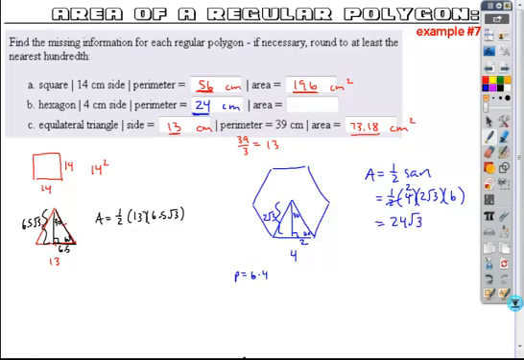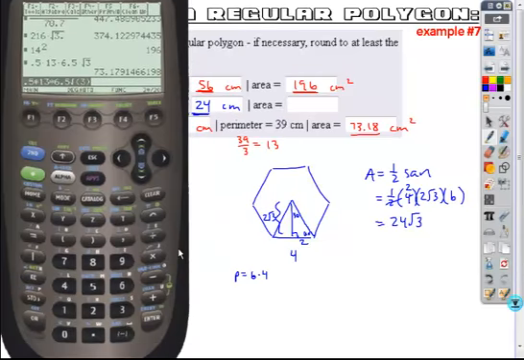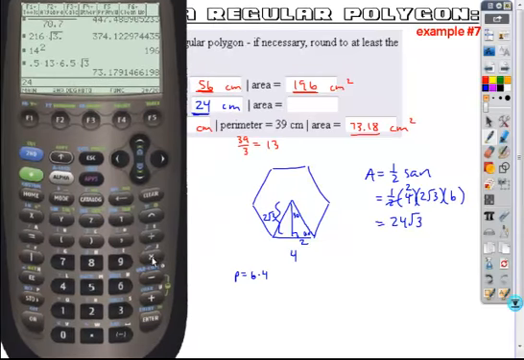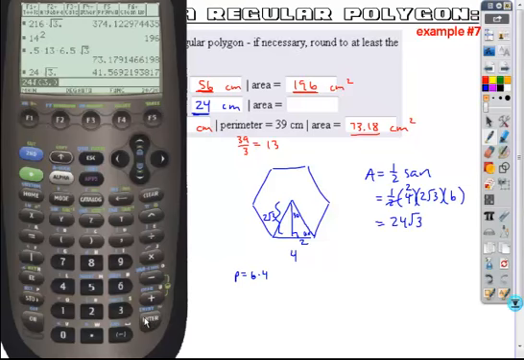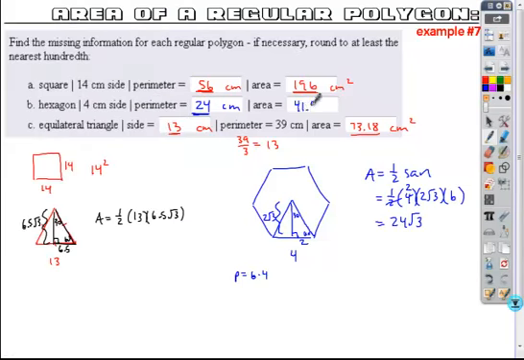And so if you're putting this into decimal form, you get 24 root 3. We'll put a decimal there so it displays as a decimal. I get 41.57 centimeters squared.